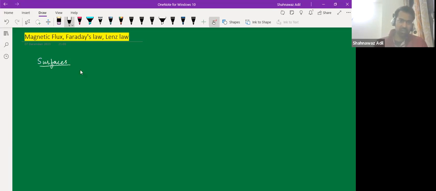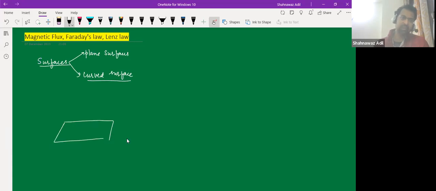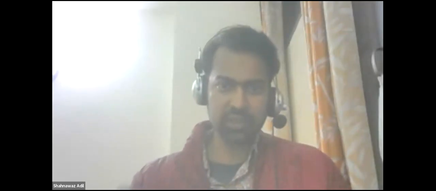So let's say the two kinds of surfaces that we talked about: one was the plane surface, right? And the other surface that we talked about was a curved surface, right? So in the case of a plane surface, what are the examples of plane surface? Let's say if we take this rectangular surface, this is a plane one, right? Like this notepad, this is a plane surface. And then this mobile also, this is also a plane surface. So all these kinds of surfaces.